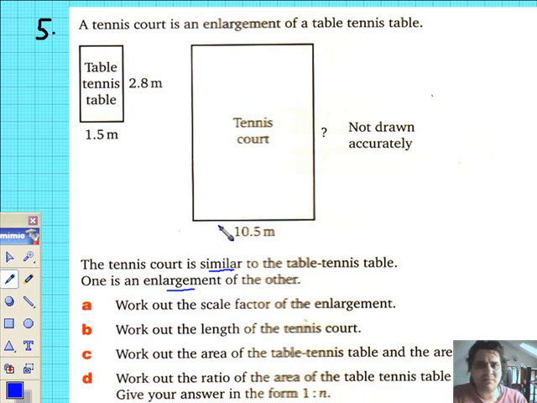If two shapes are mathematically similar, and I've used that in a previous video, then one will be the enlargement of the other. Okay, so learn these words, enlargement and therefore similar shapes. Work out the scale factor of the enlargement. Well, I've got the 1.5 to work with, and the 10.5 is the corresponding length on the tennis court. So part A, let's get the scale factor.